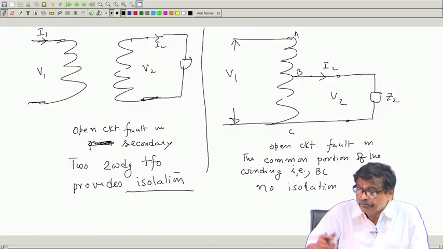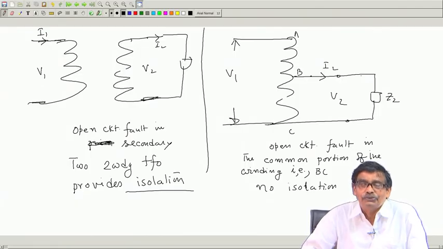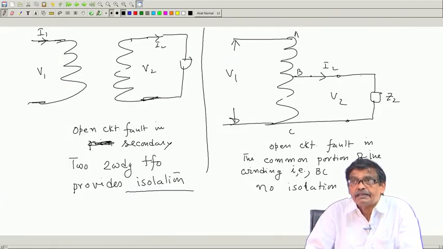We will continue with this next class, and this is very important and interesting. I mean, how to choose auto transformer. We will continue, it is not yet concluded. Thank you so much.